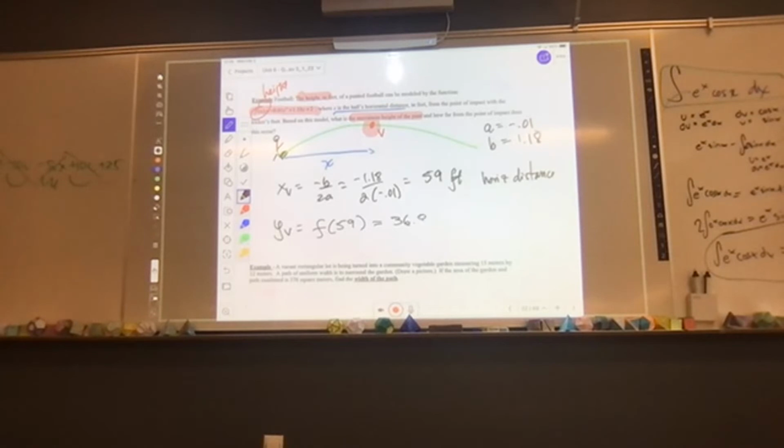36.81. Yes, feet. So we're writing the answer to a word problem in a sentence. You would say the max height of the punt is 36.81 feet and occurs 59 feet away from the punt, or kick, or whatever you want to call it. Are we good? Why did you say 59 feet away from the punt? Because once he kicks it, this is the horizontal distance.